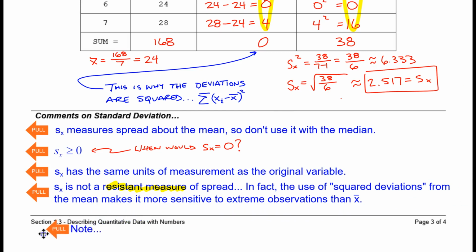Last but not least, I want to give you a little note here. I mentioned this a minute ago when we looked at the calculator output, and that is the following. I should not be writing with the highlighter. There we go. S sub x does not equal sigma sub x.